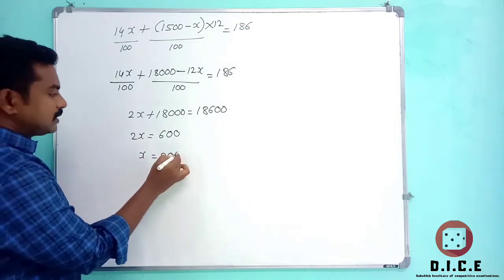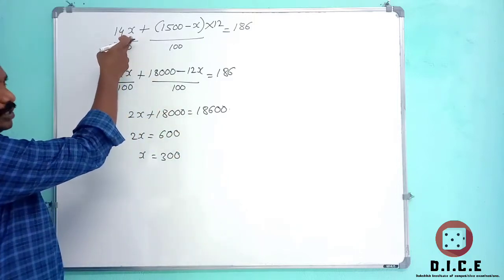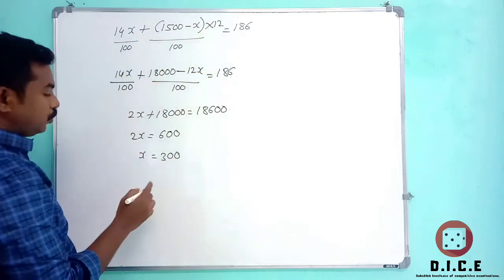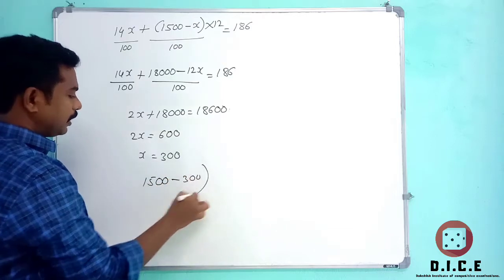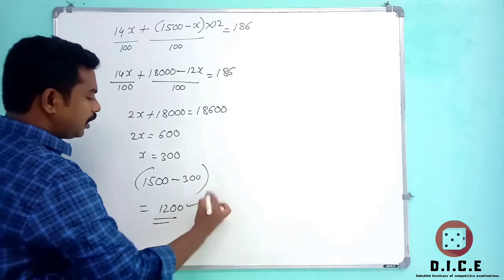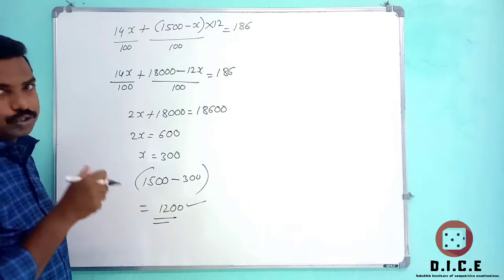So we got x as 300, but we substituted x for 14%. We don't want it for 14%, we want it for 12%. Therefore, if we subtract 300 from 1500, that is nothing but 1200. So he borrowed 1200 at 12%. This is the detailed process of solving the question.